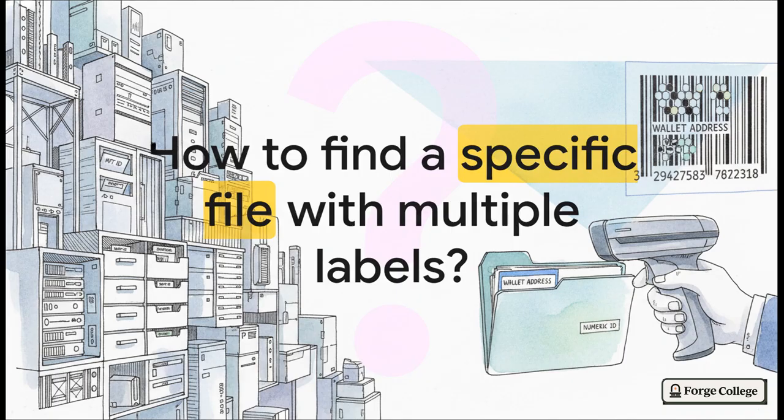So picture this. How do you find one specific file in a massive digital warehouse when you need to use more than one label to identify it? Like, say you need to look up a record using both a user's wallet address and a specific numeric ID. Just slapping a single label on a folder isn't going to cut it anymore. We need a totally new system. Basically, we either need to start putting folders inside of our drawers, or we need to invent a brand new kind of combined barcode that scans both pieces of info at the exact same time.